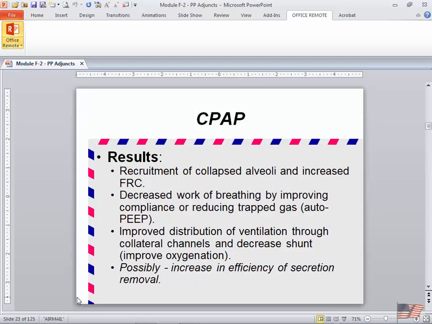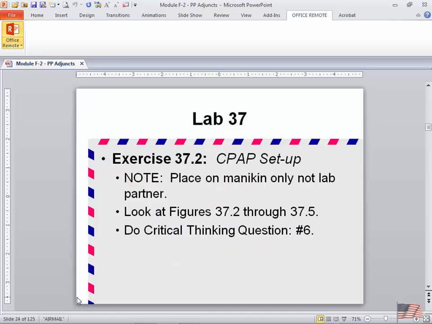The idea being is that I want to re-recruit those collapsed alveoli. There's something I can do to pop those alveoli back open again. In doing so, hopefully we reduce the work of breathing. We improve the distribution of ventilation, so areas that were not being properly ventilated, now those alveoli can be opened up. And possibly mobilize secretions also. If I'm getting the alveoli open, that must mean that I have the ability then to push any secretions that we're trapping down there out.